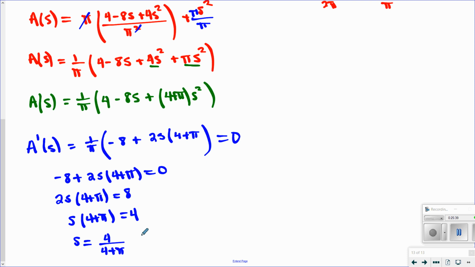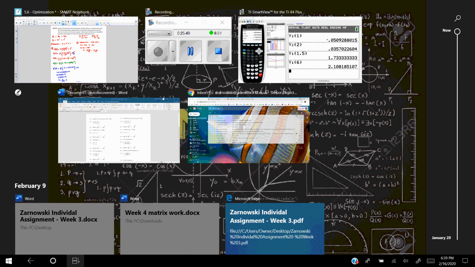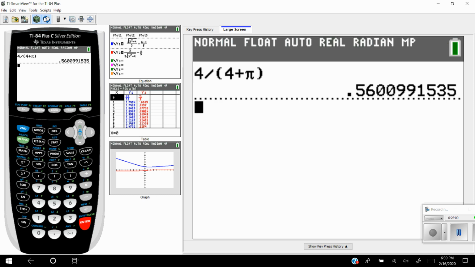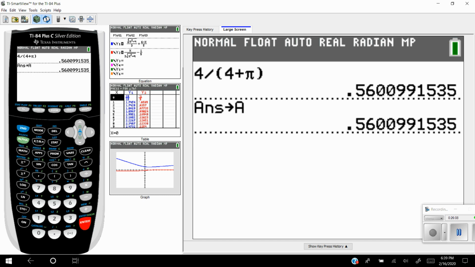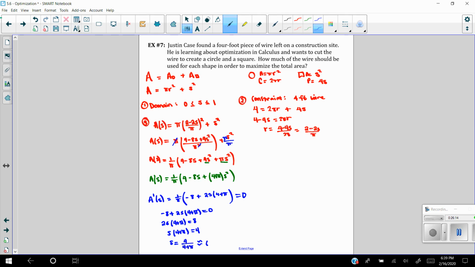So at this point, I'm going to get an approximation for that, and I'm going to store that value in my calculator, 4 divided by 4 plus pi, because that's going to come up and be really important later. So I'm going to clear all this out. 4 divided by 4 plus pi is 0.560, and I'm going to go ahead and store that in as variable a to use later on. Okay, so jumping back over here, 0.560.